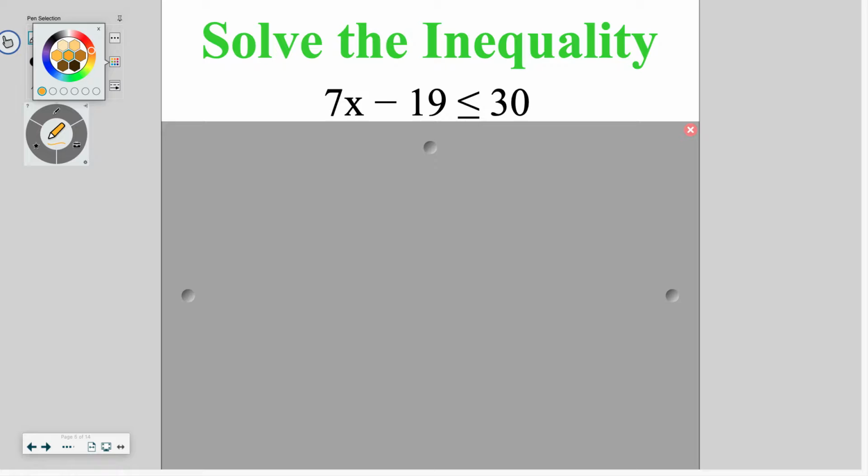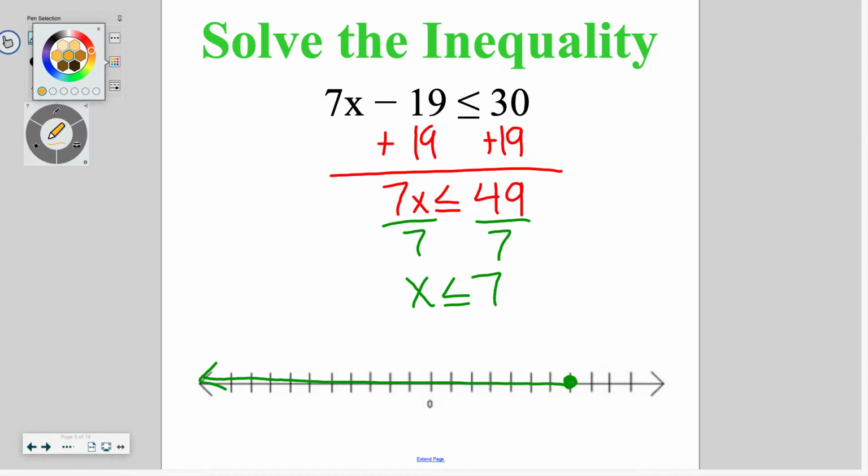Go ahead and try this one on your own. We add 19 to both sides, divide by 7. There was no multiplying or dividing by a negative, so we left the inequality as it was. Filled in circle because we have a less than or equal to, and then 0 is indeed less than 7, so we are going towards zero. All of those numbers below 7 make that inequality true.